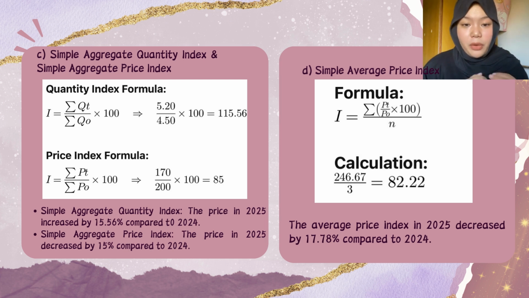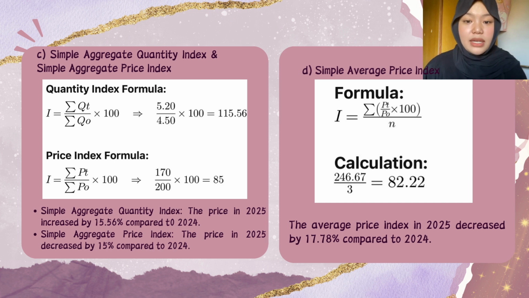Comment for simple aggregate quantity index: the quantity in 2025 increased by 15.56% compared to 2024. Comment for simple aggregate price index: the price in 2025 decreased by 15% compared to 2024.